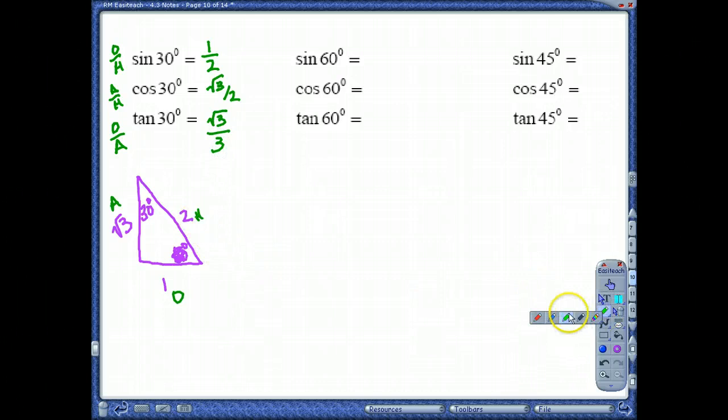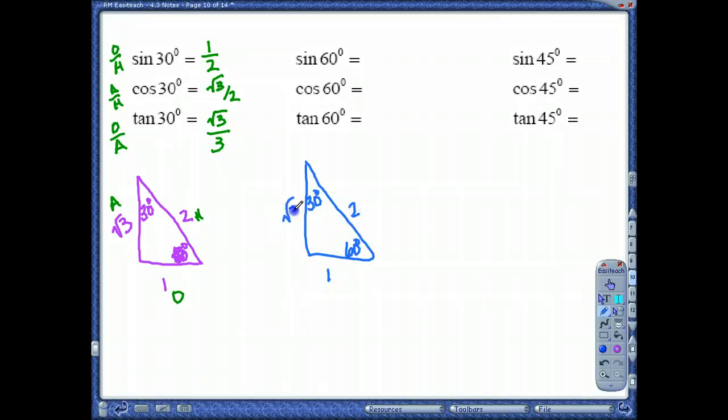Okay, so to find the 60, I'm going to redraw that triangle. The more I draw it, the more likely I am to remember the proportions of those sides. Practice does really make perfect. That's why that is a saying. Practice makes perfect. I'm looking at the 60-degree angle here, so I'm going to kind of cover up the 30.